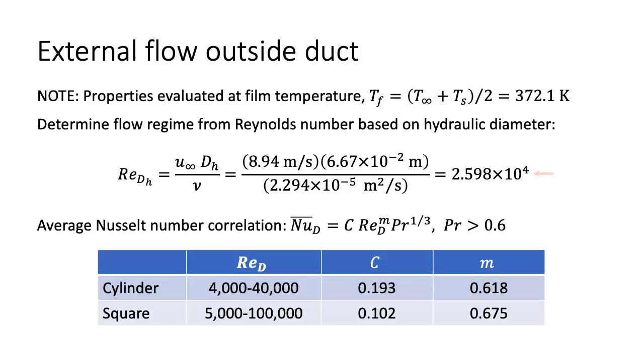When we look in our textbook for a correlation for flow over a rectangular duct, we find that there are none. The best approximations available are for cross-flow over a cylinder or square duct, where coefficients for our Reynolds number range are given in the table.